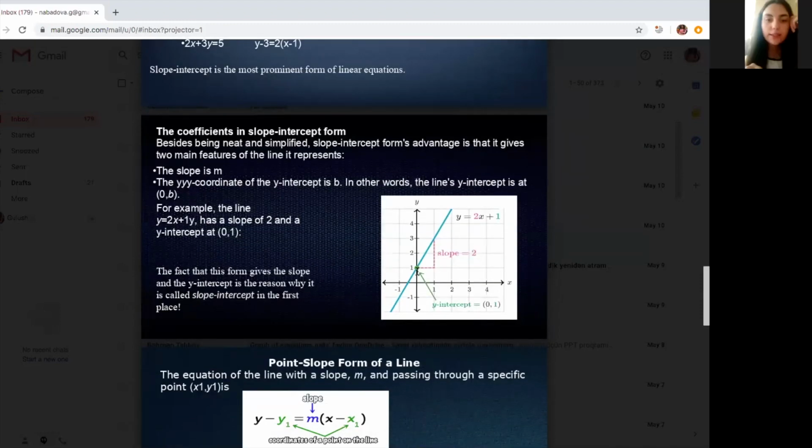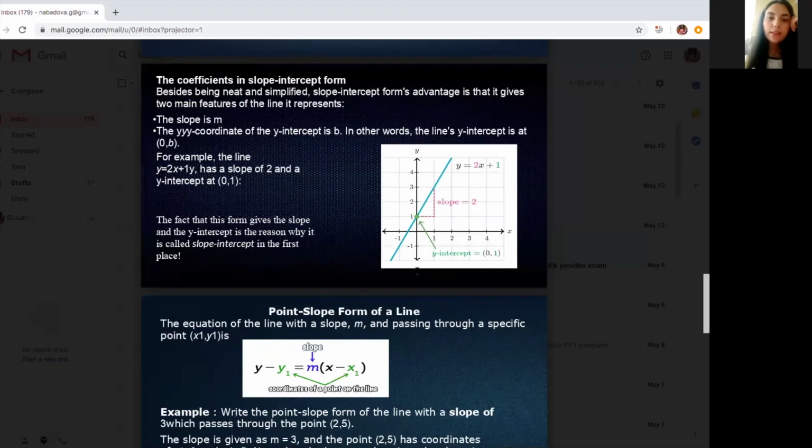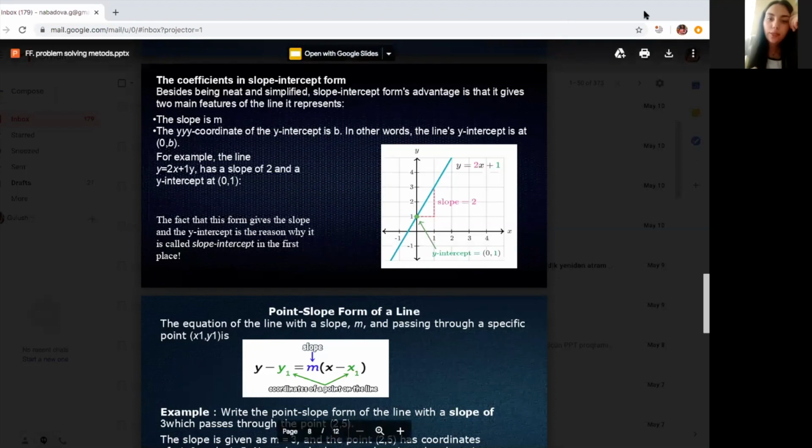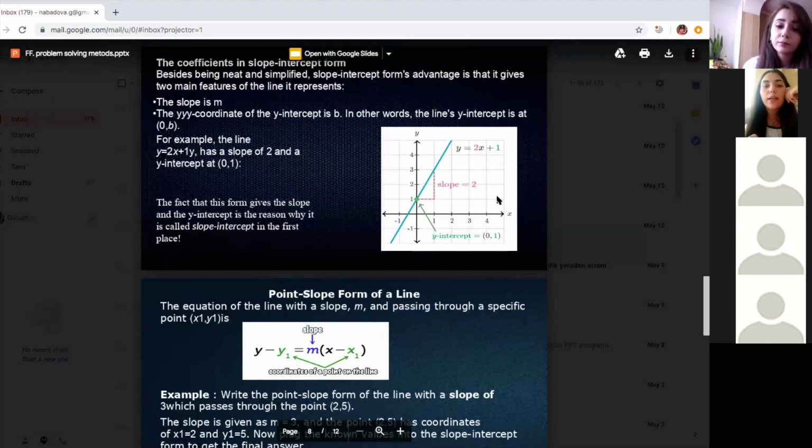And yes, besides being neat and simplified, slope-intercept form's advantage is that it gives two main features of the line it represents. The slope is m, and the y-coordinate of the y-intercept is b. In other words, the line's y-intercept is at (0, b). For example, the line y equals 2x plus 1 has a slope of 2 and a y-intercept at (0, 1), as we see in our table.